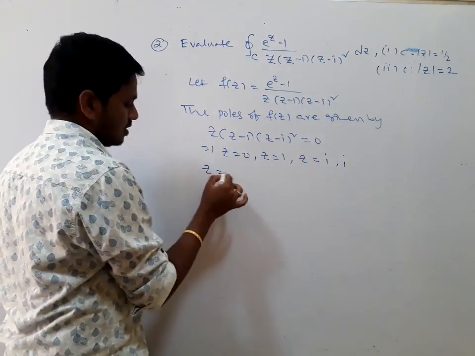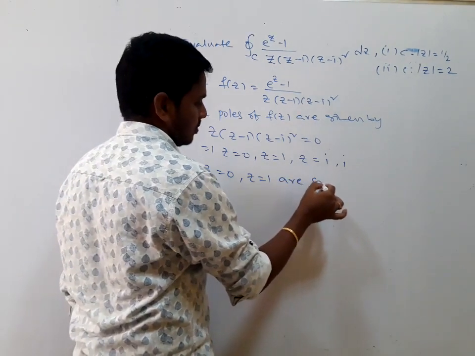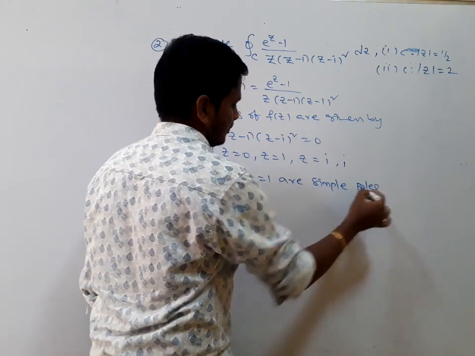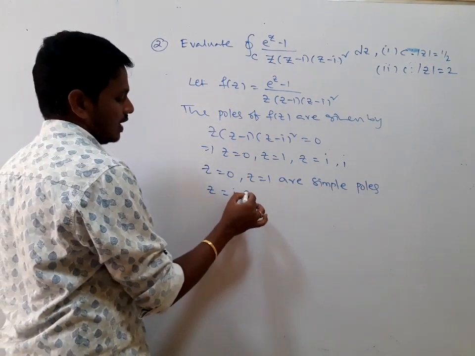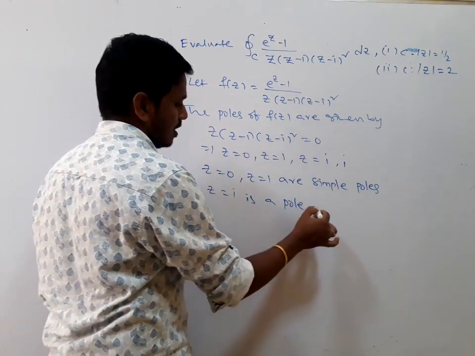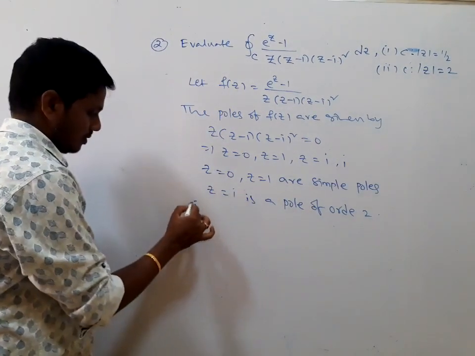So z equals 0 and z equals 1 are repeated ones, so they are simple poles. Next, z equals i is a pole of order 2. Okay, now coming to the first problem.